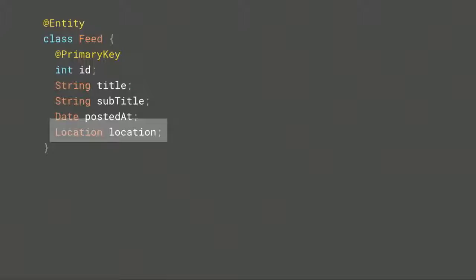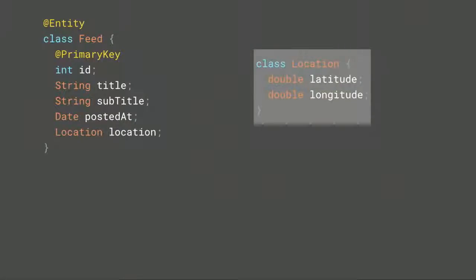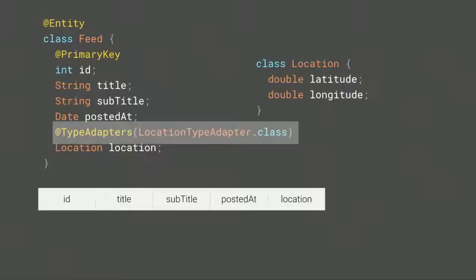Now let's talk about even more complicated stuff. What happens if you have a class hierarchy in your data model universe that has an object graph that is not flat? In this case, we are adding a location object that has 2 double fields, latitude and longitude, into our feed. Now what happens at compile time? Once again, at compile time, you need to tell Room how to store this field, since especially here, it's not a primitive type, but it's a type that has subfields in it.